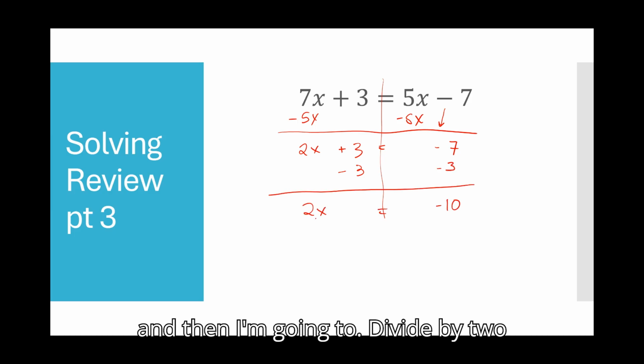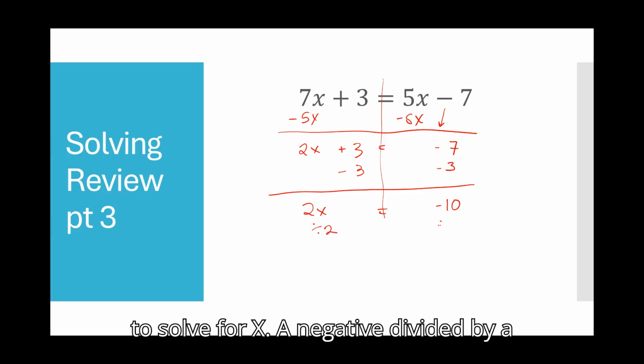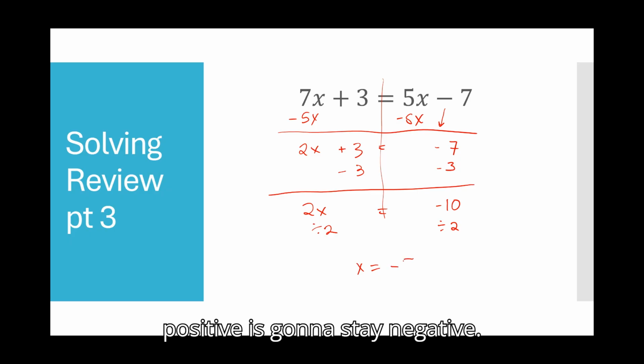And then I'm going to divide by 2 to solve for x. A negative divided by a positive is going to stay negative. All right.